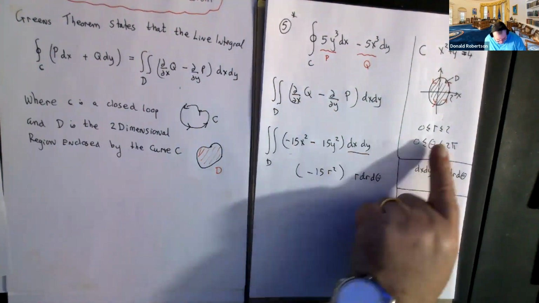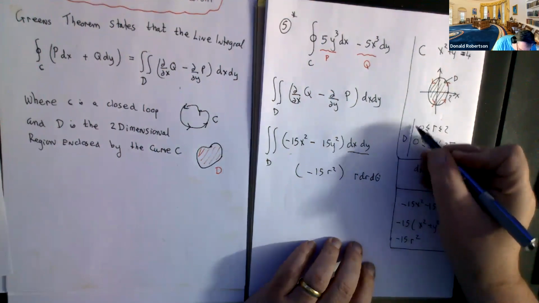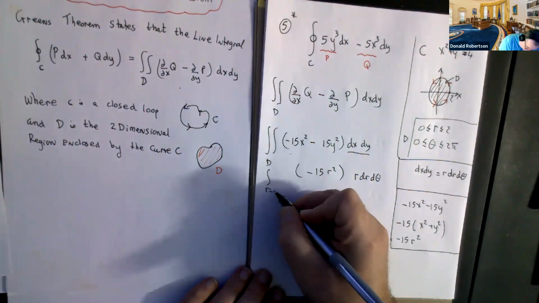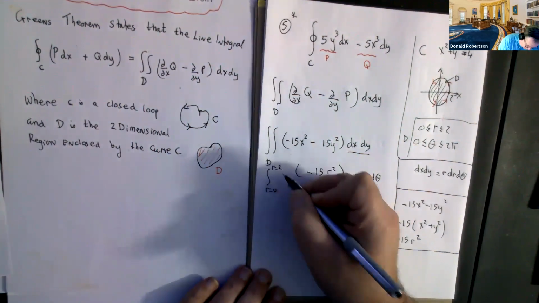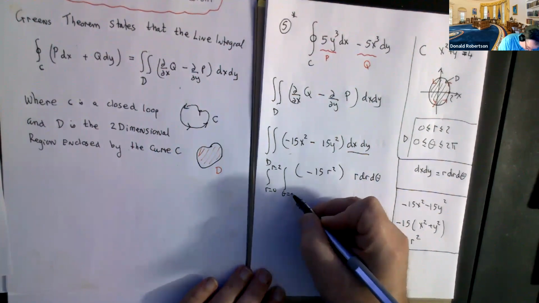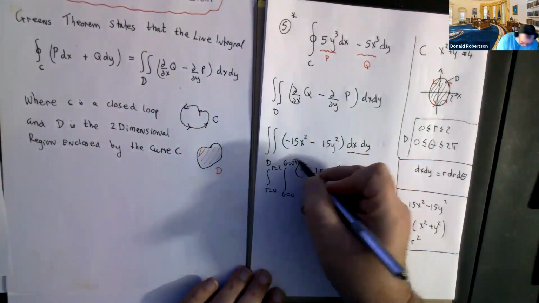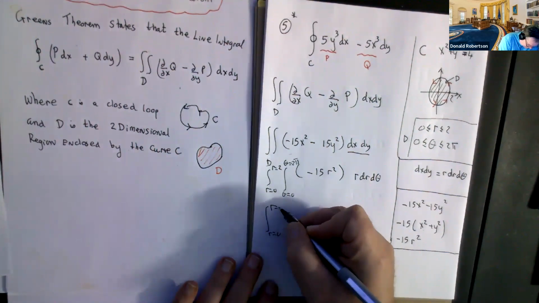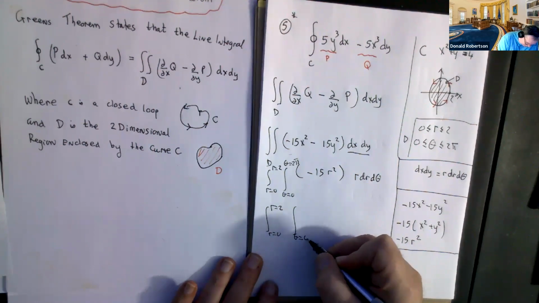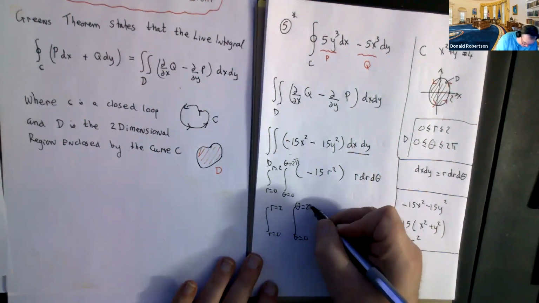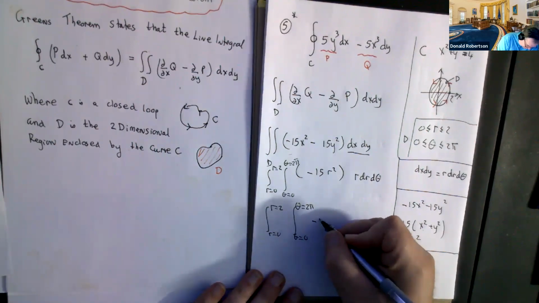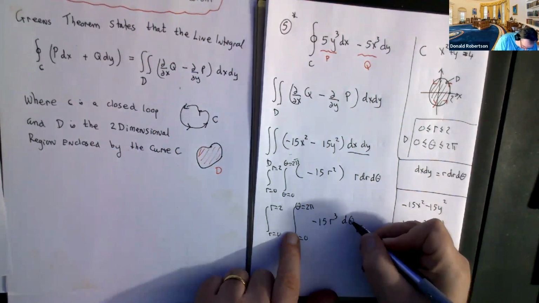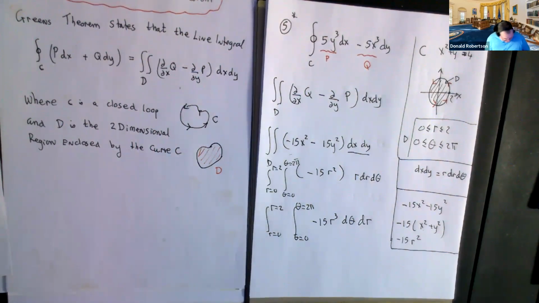Now the region D is described by these fellas. So I'm going to do r equals 0 to r equals 2, and theta equals 0 to theta equals 2 pi. And then I'll do a little tidying up. And what we essentially get is negative 15r cubed. And since I've decided for no particular reason to do the theta, that would be the correct order.